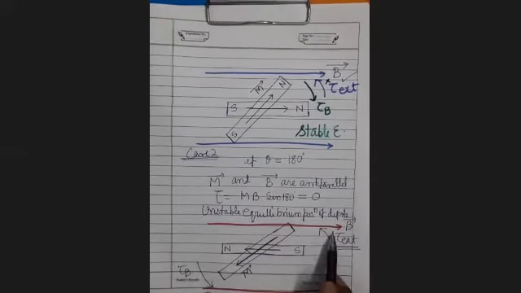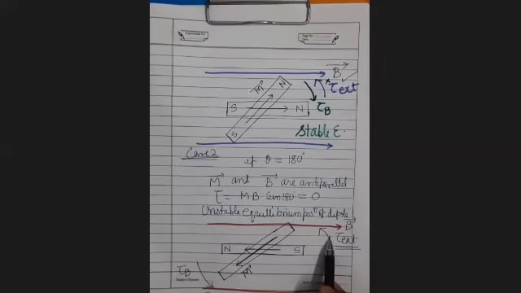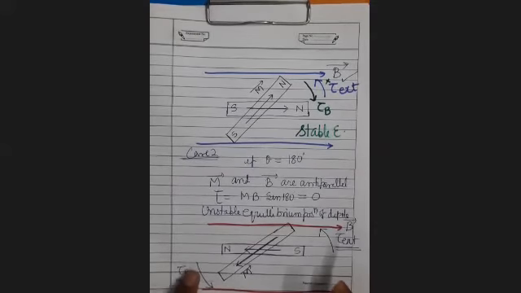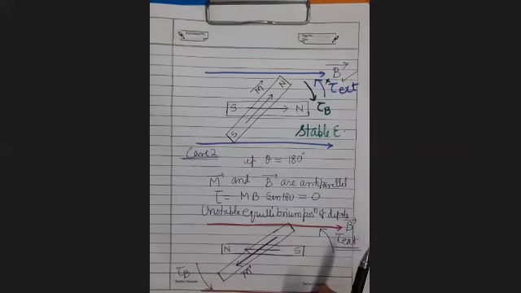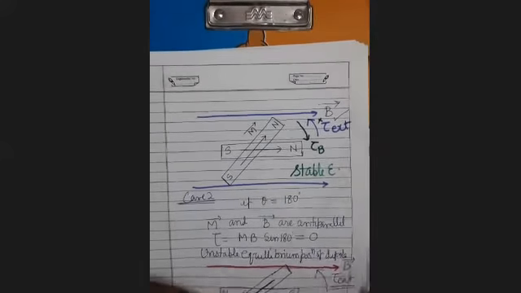So if we remove this torque, what will happen? Still it is acting. This torque is still acting and it will come to the new position. So this is the unstable equilibrium position. Now see case 3, from which we will deduce the definition of the magnetic moment.